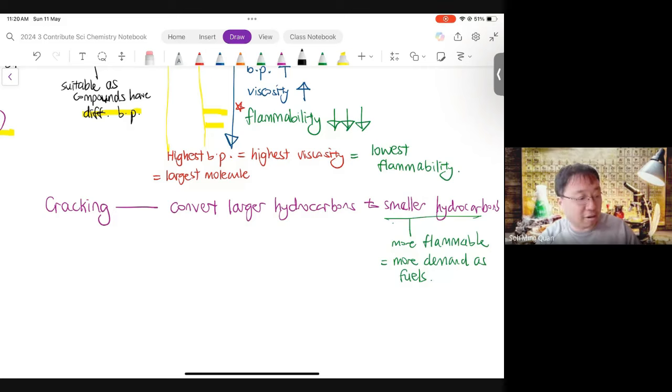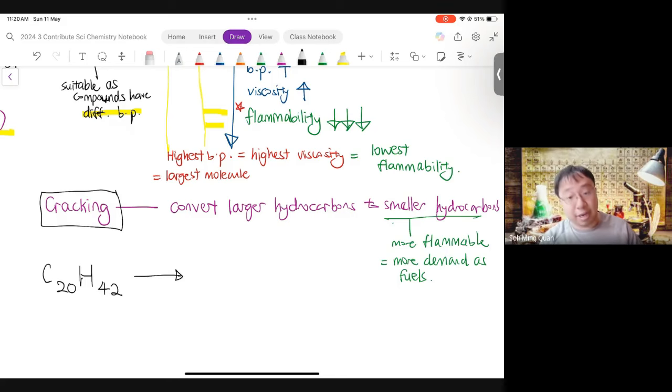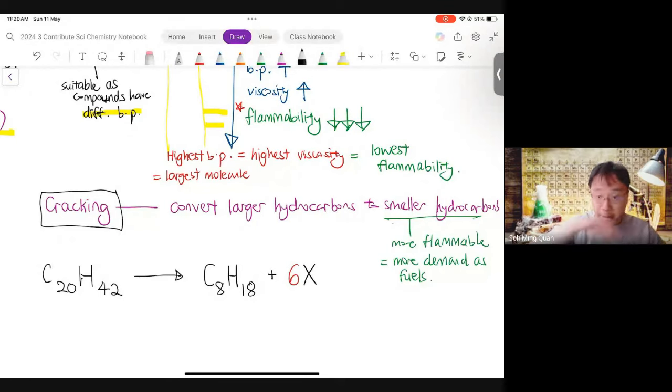So this process is called cracking. It's very easy to tell something that is cracking. All right, so this is an example. I'm just giving an example. Okay, so this is an example of cracking. All right, it's an example.